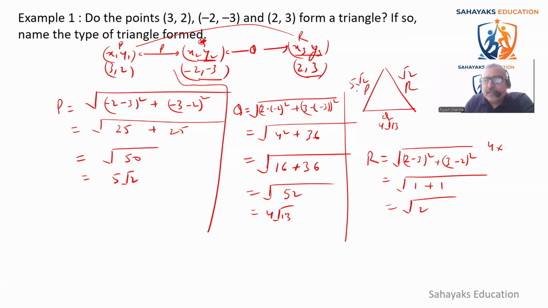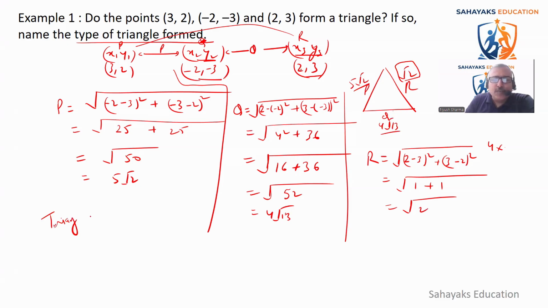So these are the values, 5 root 2, 4 root 13. Let me just check. If I say 4 root 13 plus 4 root 13, because first of all, the three sides are different. When all three sides are different, that means it's a scalene triangle. So they wanted to know what type of triangle is formed. It's a scalene triangle.